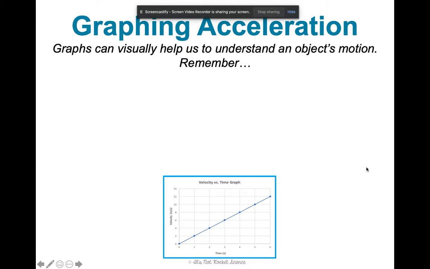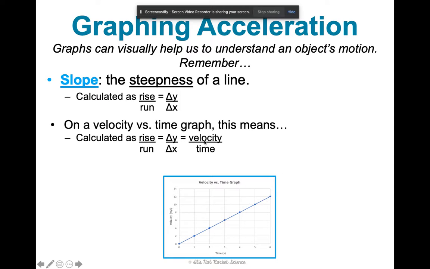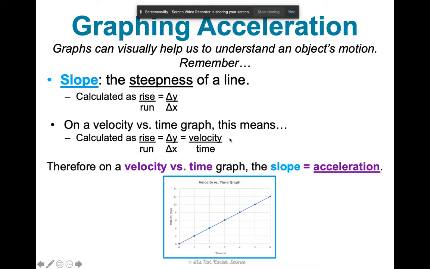All right, we can also graph acceleration. Remember that graphs can visually help us to understand an object's motion. Remember that slope is the steepness of a line. It's calculated as rise over run equals delta y over delta x. On a velocity versus time graph, when we calculate rise over run, or delta y over delta x, that's velocity over time. So on a velocity versus time graph, the slope is your acceleration. Make sure we're paying attention to the names of the graphs, which tell you the difference between distance versus time and velocity versus time, because you are about to see some similar ones.